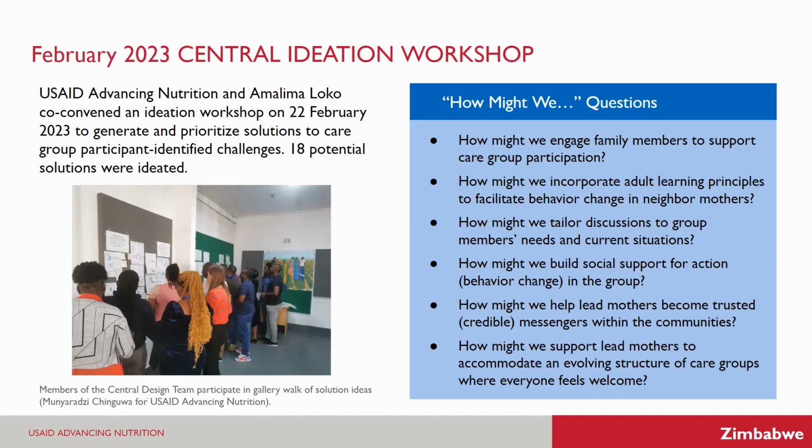Thank you, Riley. So in February 2023, which is earlier this year, USAID Advancing Nutrition and the Amalima Loko team co-convened a 1-day ideation workshop. No care group members were present at this workshop. So the workshop discussions looked at key questions such as how might we engage family members to support care group participation, as well as other questions which are highlighted on the slide. The workshop participants generated and prioritized solutions to care group participant-identified challenges, and in total, 18 potential solutions were ideated.